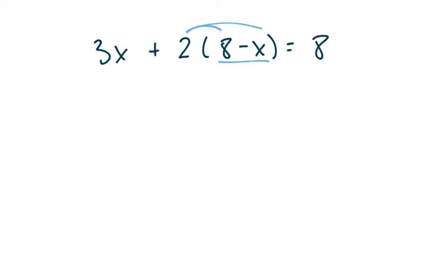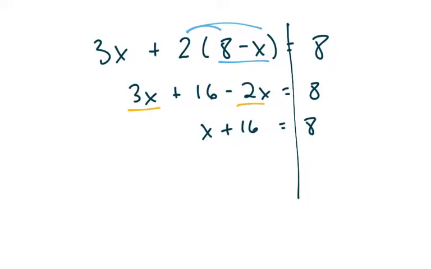Now I'm going to distribute the 2. I'm going to combine like terms on the left side of my equation. 3x minus 2x is just 1x. I'm left with a one-step equation. I draw my line on the equals and solve. It's plus 16, so I'm going to subtract 16. So x equals negative 8.